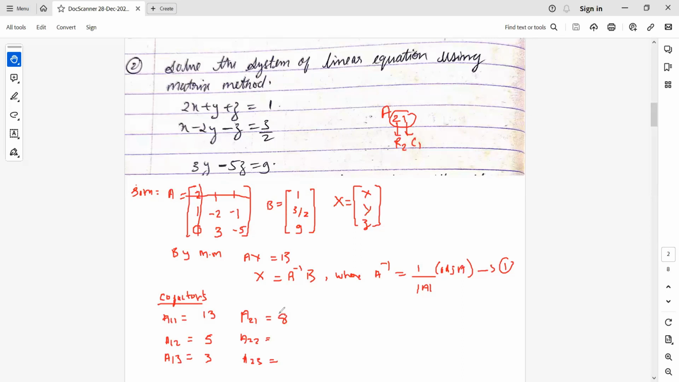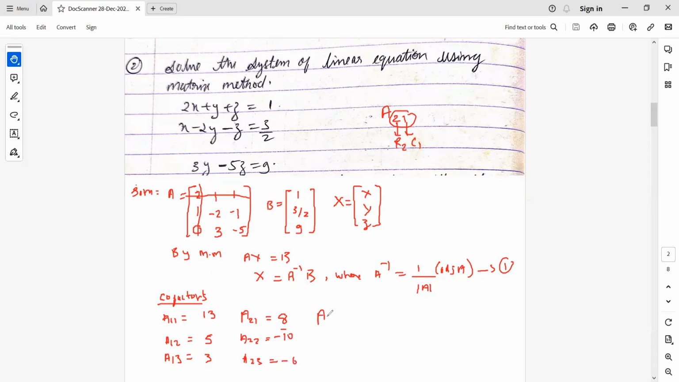And see, 2 plus 1 is odd. Actually, the answer we get is -8. But since 2 plus 1 is odd, we need to change the sign. So minus into minus is plus. Already there is a negative sign, but because the sum is an odd number, it gets converted into plus 8. Similarly, for A22, delete the second row and second column, and you will be left with 2 into -5 and 0 into 1. So the answer will be equal to -10. Similarly, on simplifying A23, you will get -6.